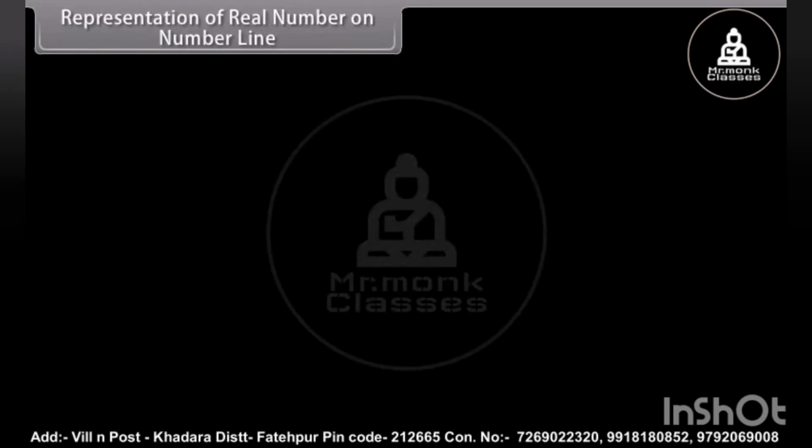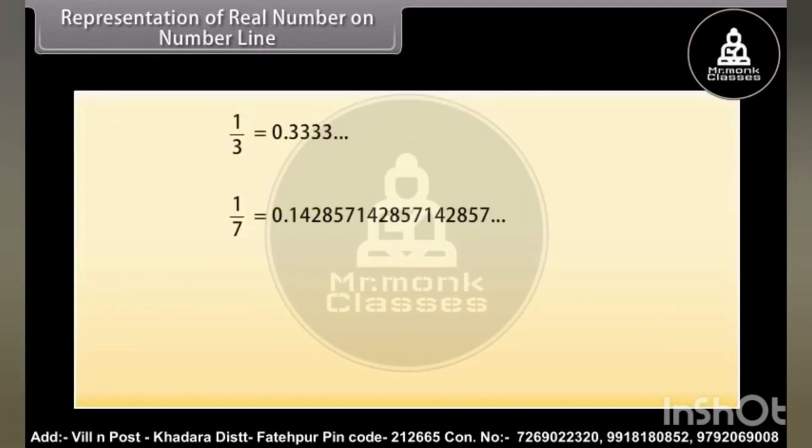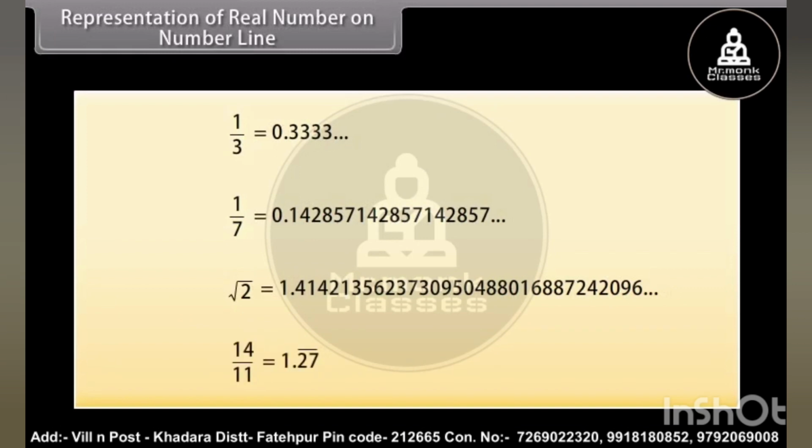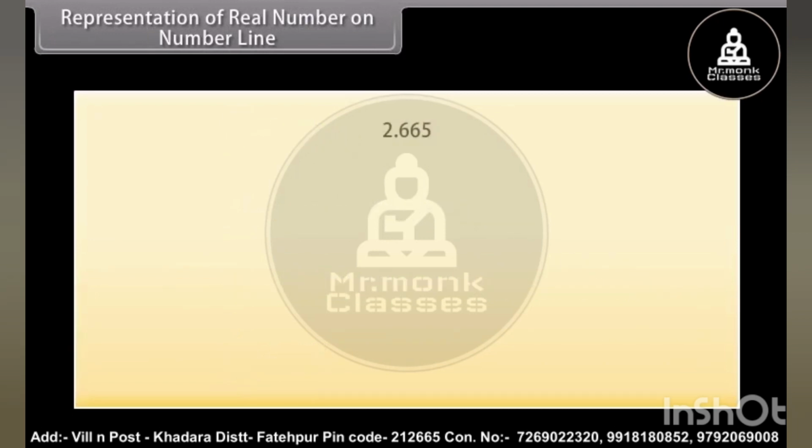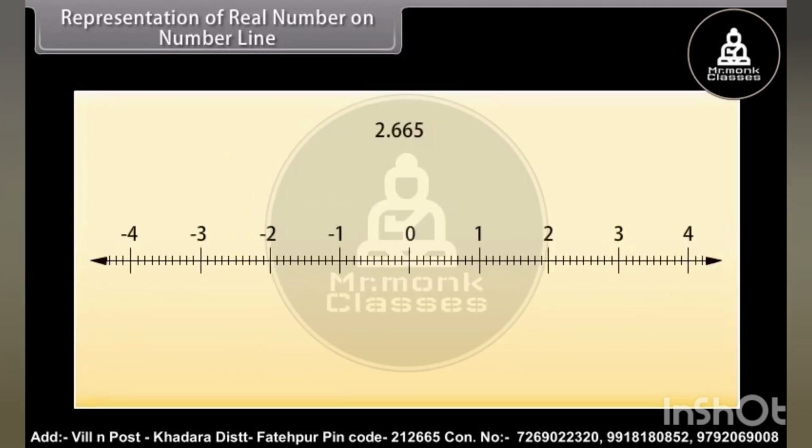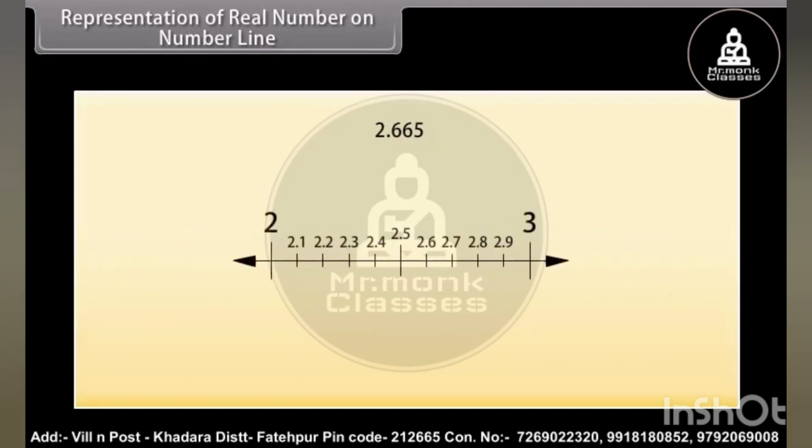Representation of real number on number line. We now know that every real number has a decimal expansion. That decimal expansion helps us to locate it on a number line. Let us locate 2.665 on a number line. We know that it lies somewhere between 2 and 3. Imagine dividing it into equal parts.